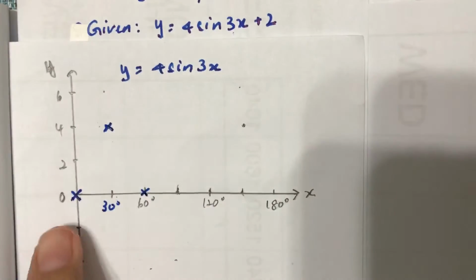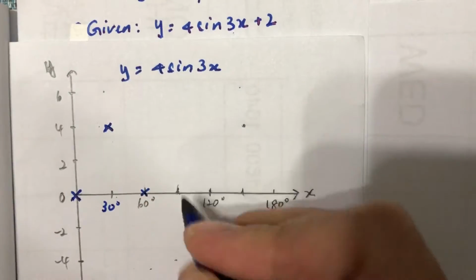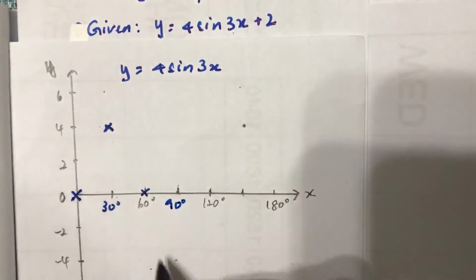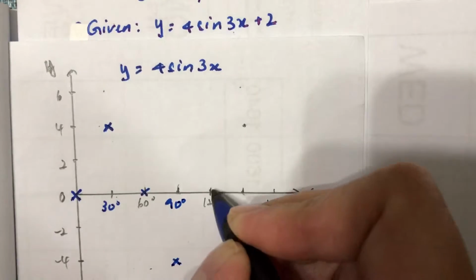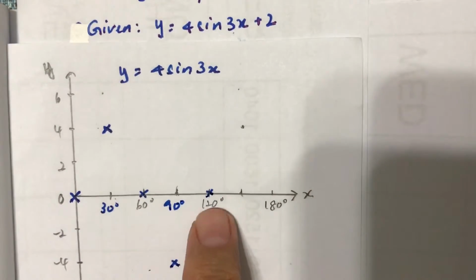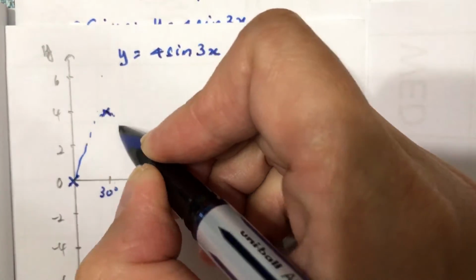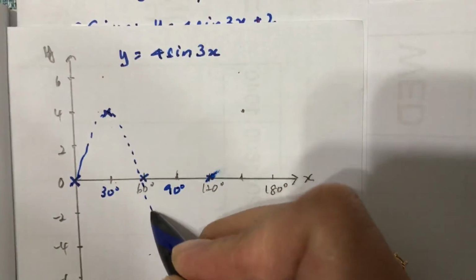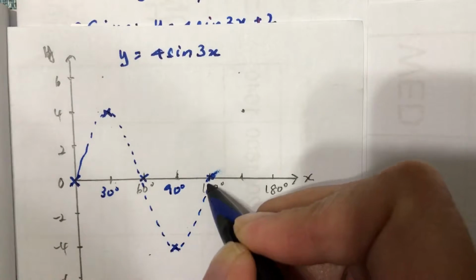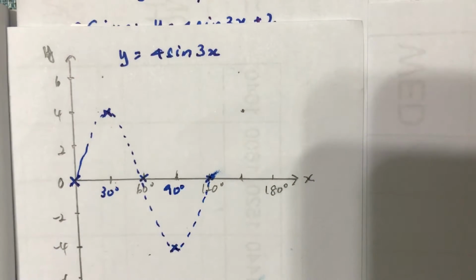Then at 60, we are back to 0 again. At 90, we are at -4. At 120, we are back at 0 again. So I'm going to draw the dotted line first. And this will be the first cycle.